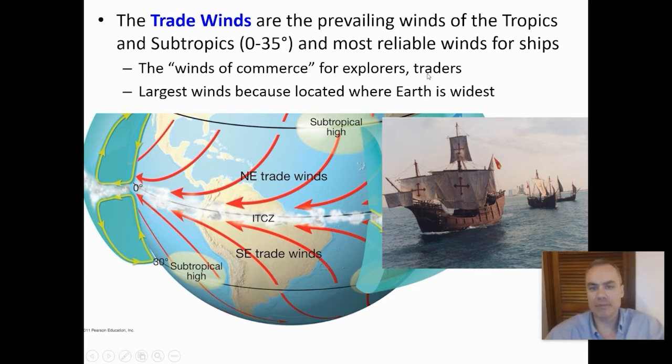It's the most reliable winds for ships. It's the winds that blew Columbus and Balboa to the New World, the winds of trade, the winds of commerce. And they're the largest winds, meaning the winds that cover the most area of the globe by far, because the globe is circular like this, right? So that means that it's going to be widest around the tropics. The widest part of that globe is there, and that's where they are. So they're covering the widest, biggest area on the Earth's surface.